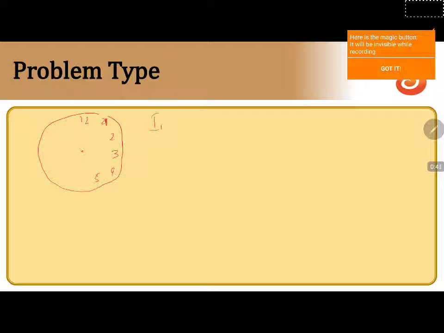So, in 60 minutes, the minute hand traces how many degrees? So, in 60 minutes, it makes a full round, meaning 360 degrees. So, in 1 minute, how much will it trace? 360 degrees by 60. That gives us 6 degrees.